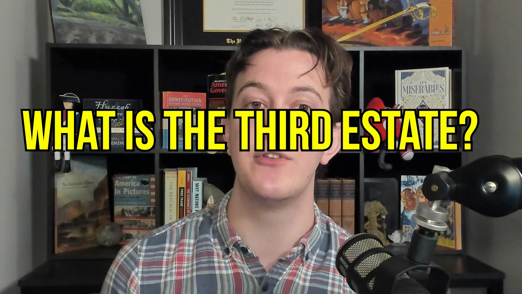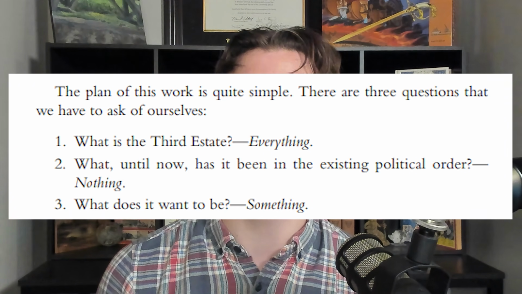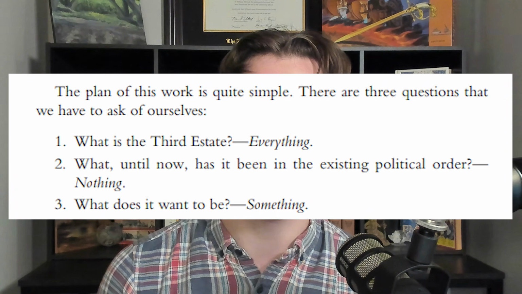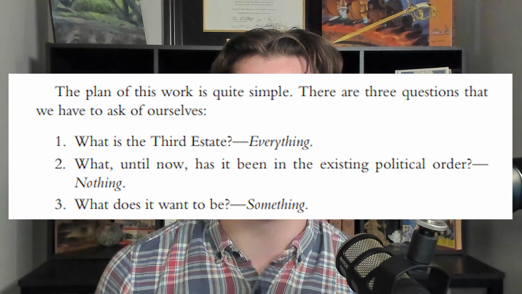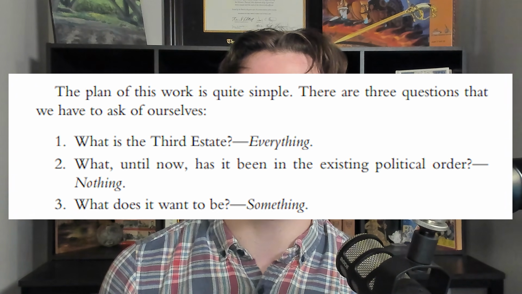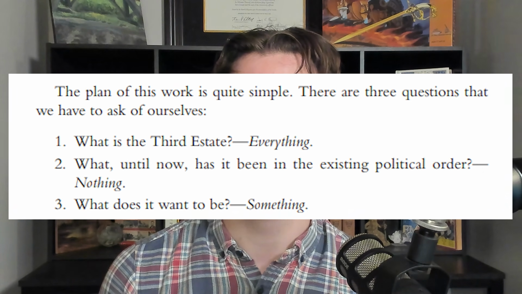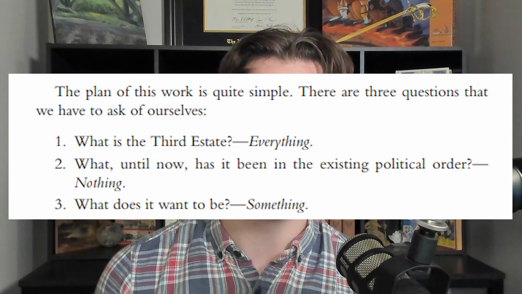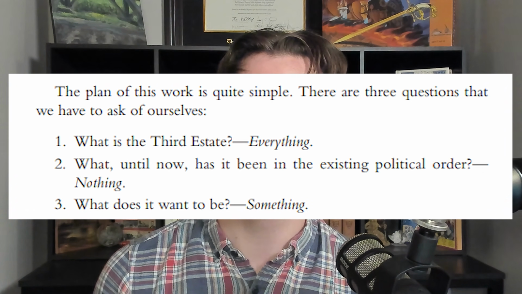Here's how it opens. The plan of this work is quite simple. There are 3 questions that we have to ask ourselves. 1, what is the Third Estate? Everything. 2, what until now has it been in the existing political order? Nothing. 3, what does it want to be? Something. Abbé Sieyès thought that the Third Estate was the French nation and wanted a constitution that recognized this.